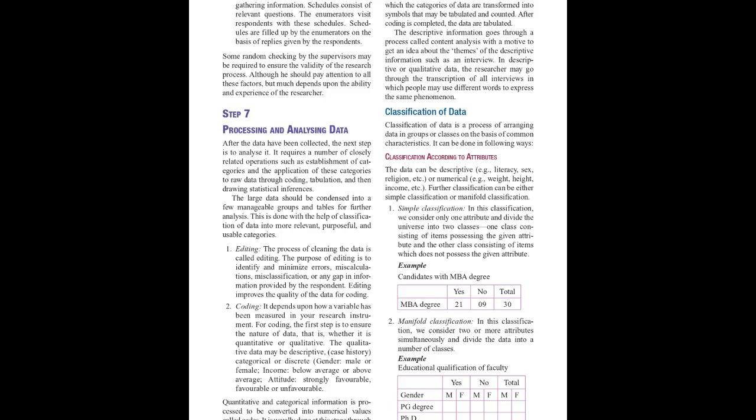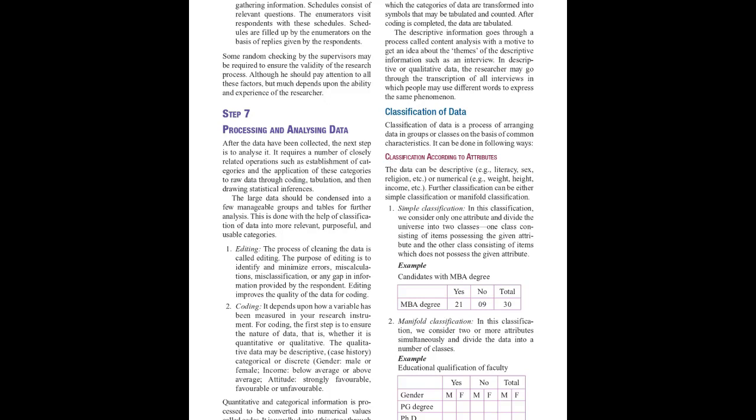Step 7. Processing and analyzing data. After the data have been collected, the next step is to analyze it. It requires a number of closely related operations such as establishment of categories and the application of these categories to raw data through coding, tabulation, and then drawing statistical inferences. The large data should be condensed into a few manageable groups and classification of data into more relevant, purposeful, and usable categories.